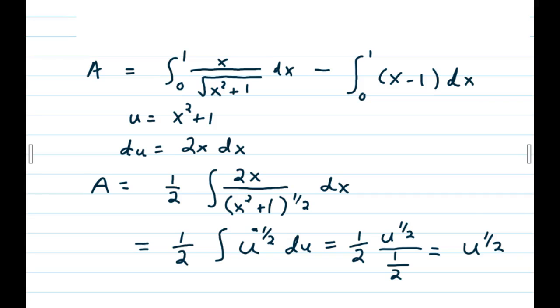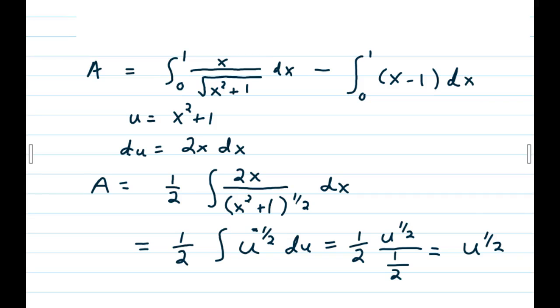And then we have to change this into a u problem. So 2x dx turns into du. Taking x squared plus 1, we turn it into u. We have u to the half on the bottom. If we bring it up to the top by algebraic means, we'll have u to the negative 1/2. So at this point, we have 1/2 integral of u to the negative 1/2 du.